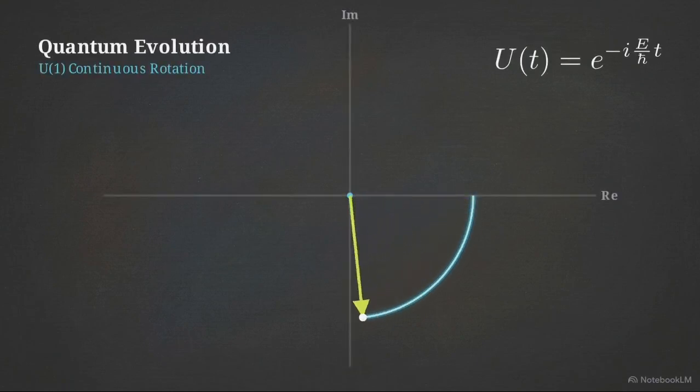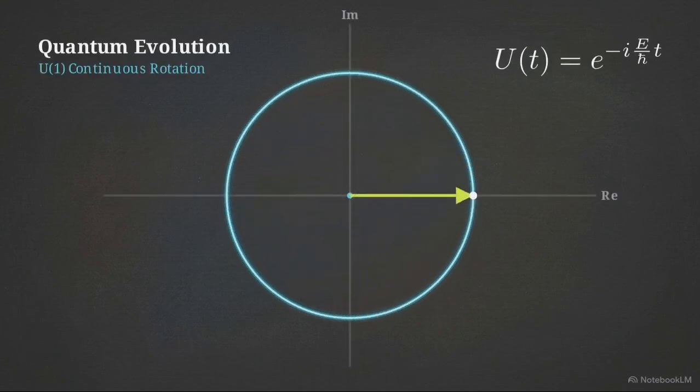The first lens is Erwin Schrödinger's wave mechanics, which describes quantum states evolving smoothly over time. The app visualizes this evolution as a phasor, a single continuous spinning clock hand tracing a perfect circle.